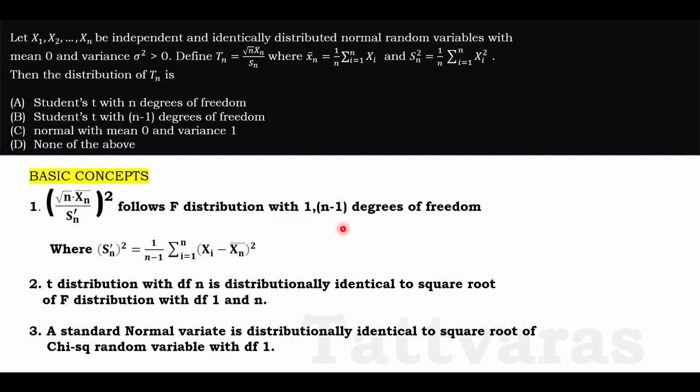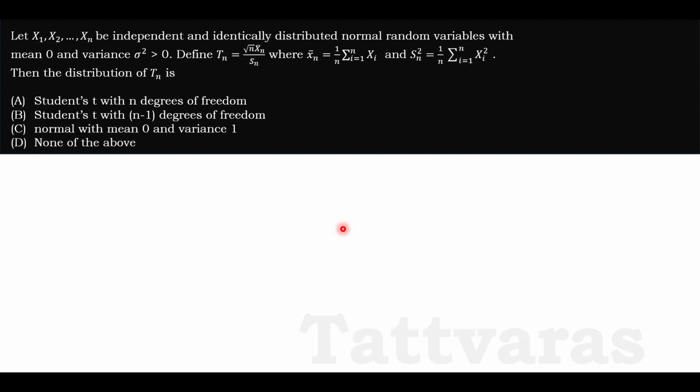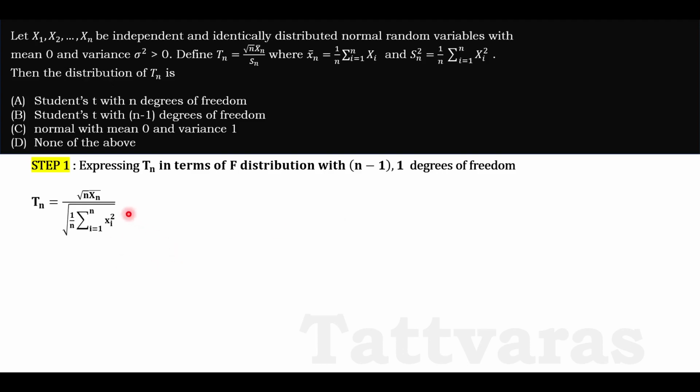Right? So following these three concepts, let us solve for the expression Tn so that we can find a simplified form of Tn and understand whether this is a student's t or a normal variate. So first we try to express Tn in terms of the F distribution with degrees of freedom n minus 1 and 1, as discussed in point 1 in the previous slide. Here we will try to break this summation in terms of summation xi minus xn bar whole square. So this is how we can break it down, and now if we divide xn bar both from denominator and numerator, we are left with this, right?